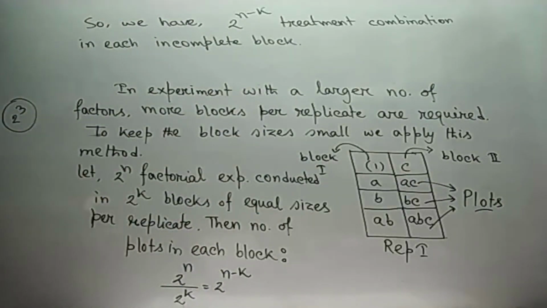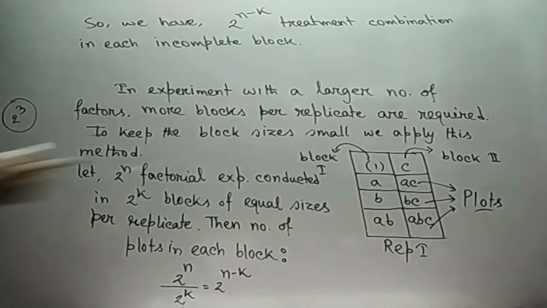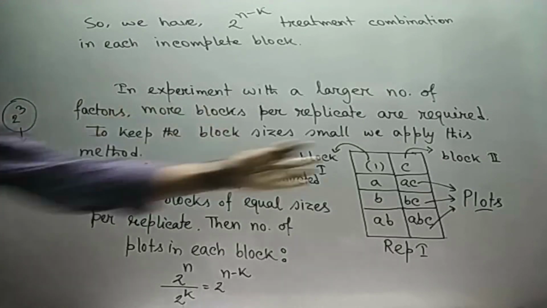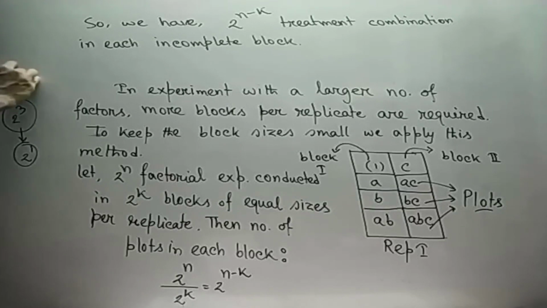Here you can see we have a 2 cube experiment. Suppose we want to distribute this in 2 blocks, that is, 2 to the power 1 blocks. That means 2 to the power n is 2 cube, and we want to distribute this in 2 blocks. So 2 to the power k is 2 to the power 1, so 2 blocks.